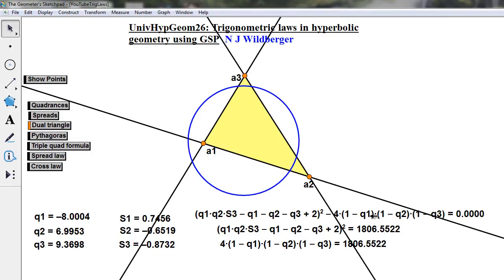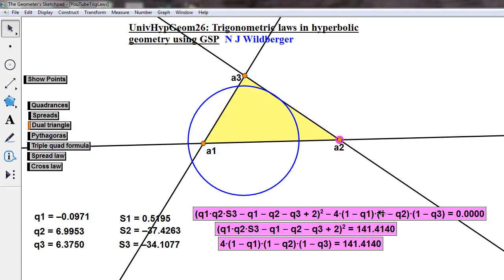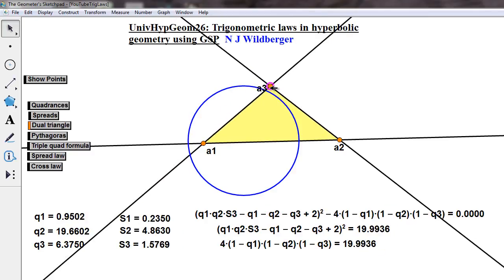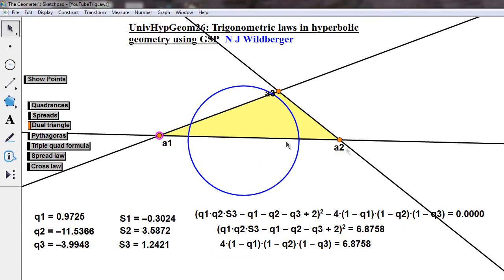And I'm illustrating the law by calculating the difference between the left-hand side and right-hand side, and we're seeing that it's always 0. And you can check that that's actually true. Here I've done the two sides individually. Okay, so there is the standard left-hand side of the cross law. There's the standard right-hand side, calculated to 4 decimal places, 1806.5522. And you can see what happens as we move the points around. These two numbers are always the same, so of course their difference is 0. In other words, this quantity always equals this quantity for any triangle.